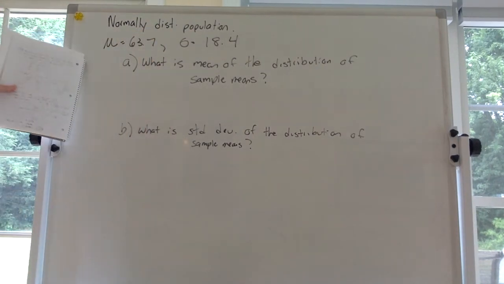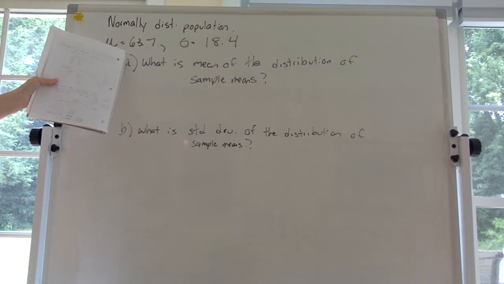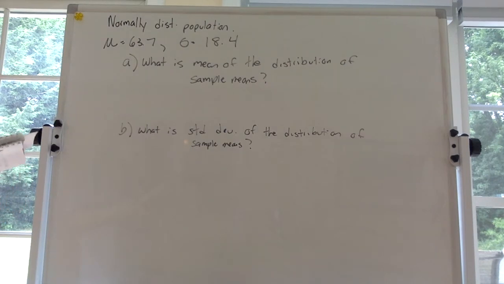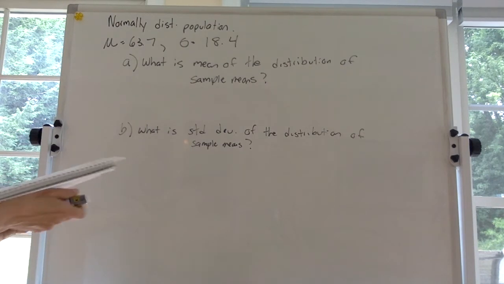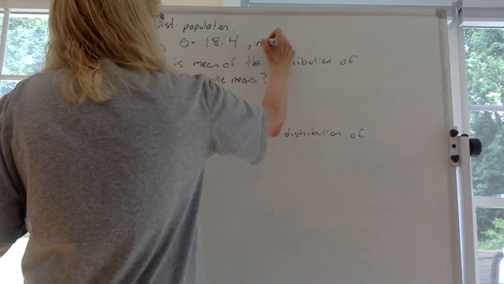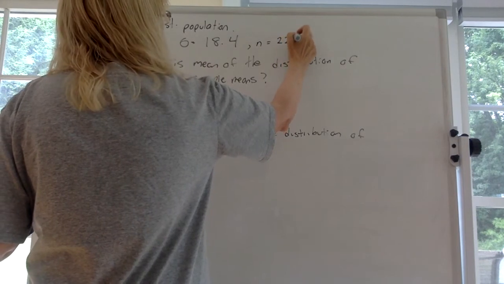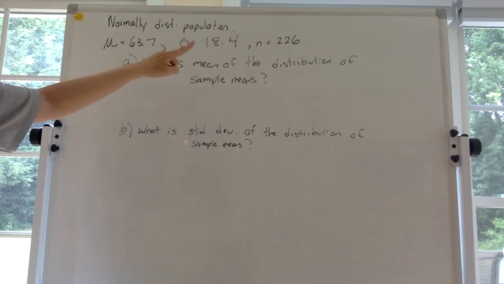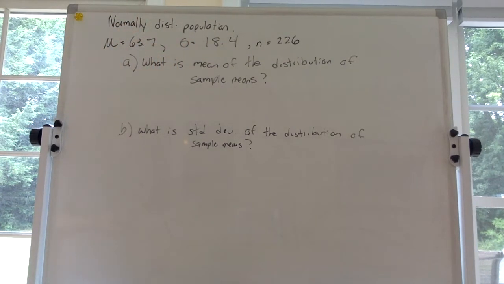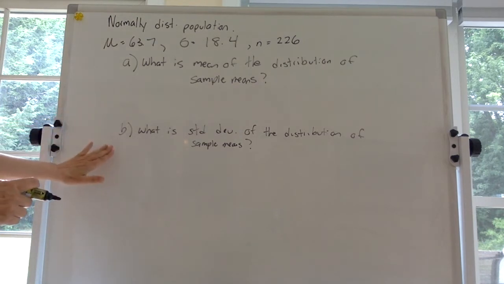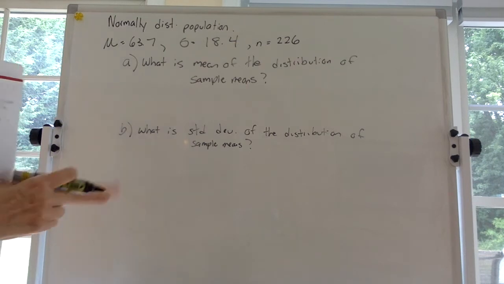They told us the mean for that population. The population mean is 63.7. The standard deviation for the population is 18.4. And one other thing I forgot to write down is they took a random sample of size n equals 226. So in this case, we have a normally distributed population and a sample size that's greater than or equal to 30. So we can go ahead with this problem and figure out what the mean of our sample is and what the standard deviation of our samples are, okay?